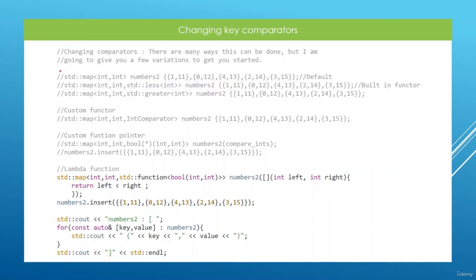We can also change our ordering callbacks. Here you see that we can use the default, and this is going to be using the std::less functor by default, but we have the option to put in ours, just like std::greater here. We can use a custom functor. For example, here we are using int comparator.